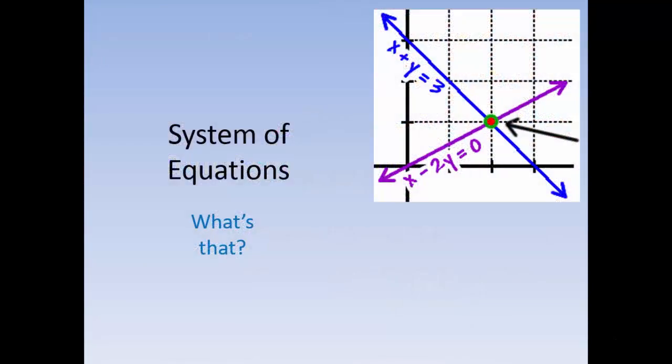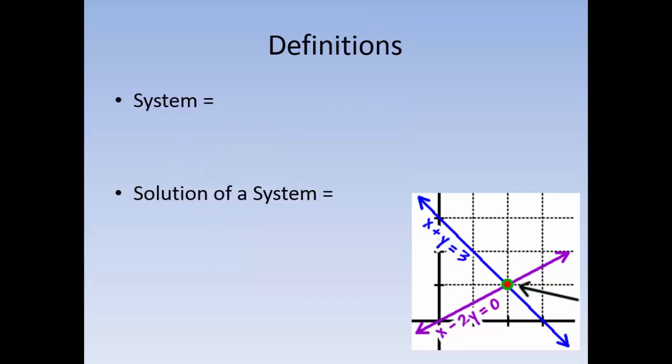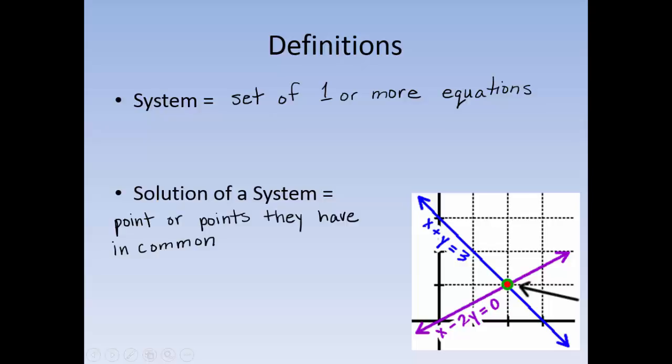Systems of equations. What's that? Let's find out. The definition of a system of equations is just a set of one or more equations. The solution to one of these systems is the point or points they have in common. These are their points of intersection.